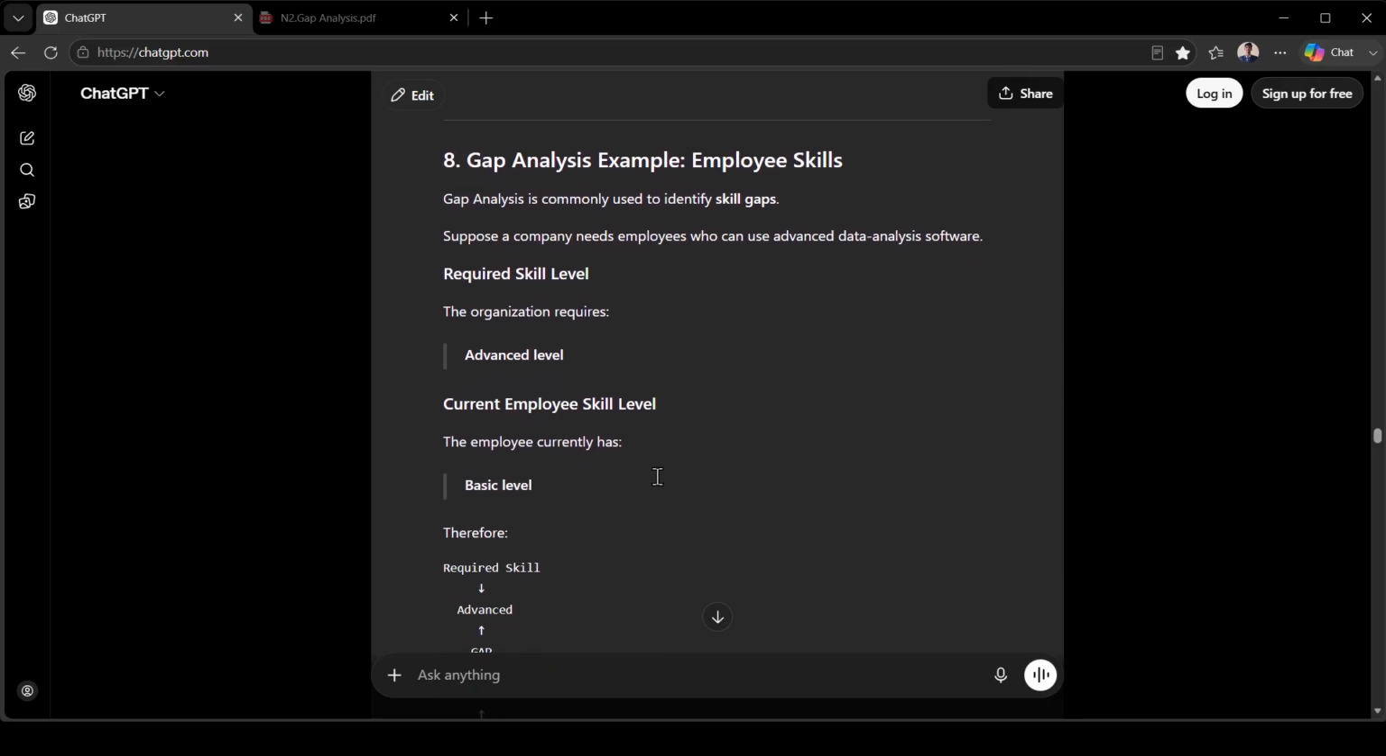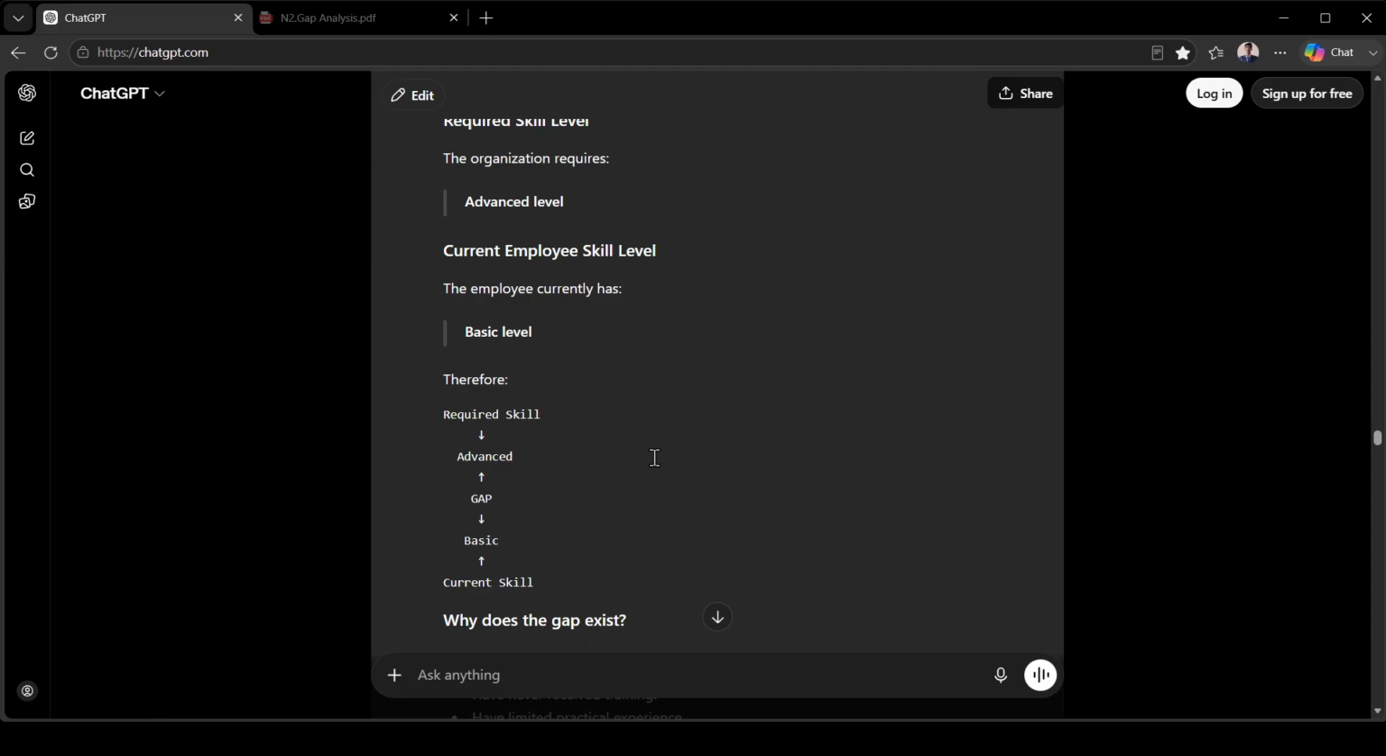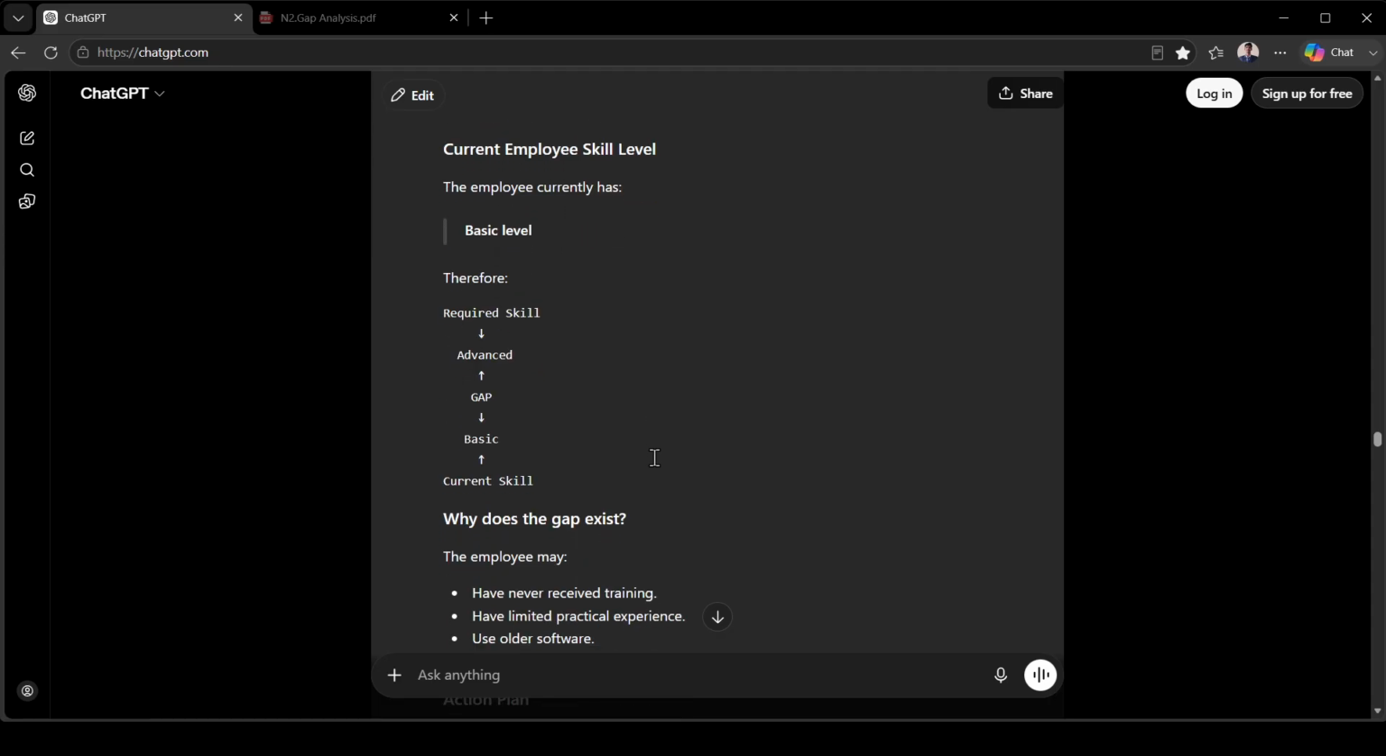Then another gap analysis example: employee skills. Gap analysis is commonly used to identify skill gaps. Suppose a company needs employees who can use advanced data analysis software. Required skill level: the organization requires advanced level. Current employee skill level: the employees currently have basic level. Therefore, required skill: advanced; current skill: basic; that is the gap.